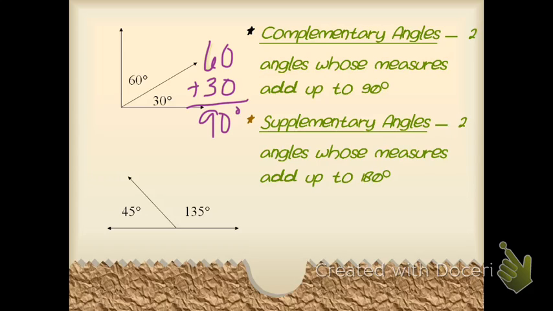Supplementary angles are 2, really, or more angles whose measures add up to 180. So if I added 135 and 45, I would get 180 degrees. Supplementary angles.